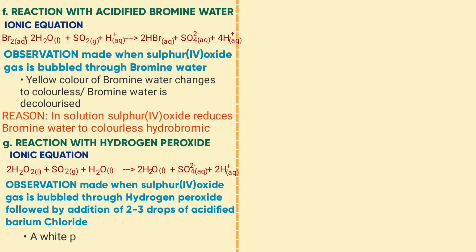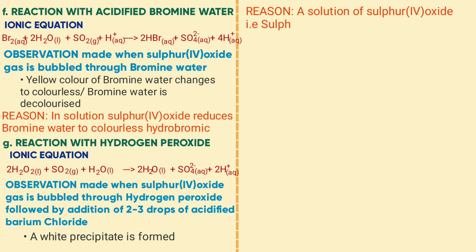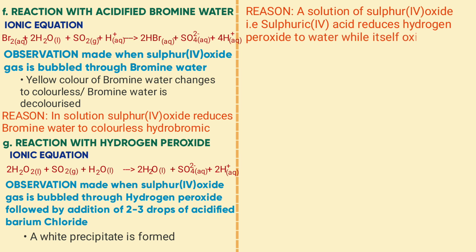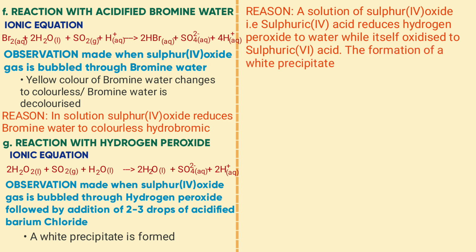A white precipitate is formed. A solution of sulfur dioxide, i.e. sulfurous acid, reduces hydrogen peroxide to water while itself being oxidized to sulfuric 6 acid. The formation of a white precipitate when barium chloride is added confirms the presence of sulfate ions.